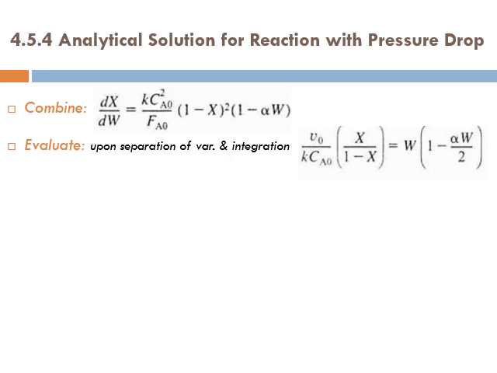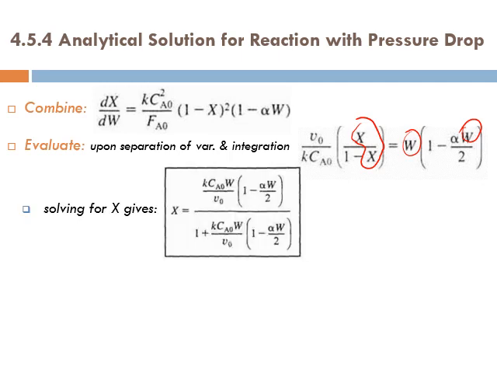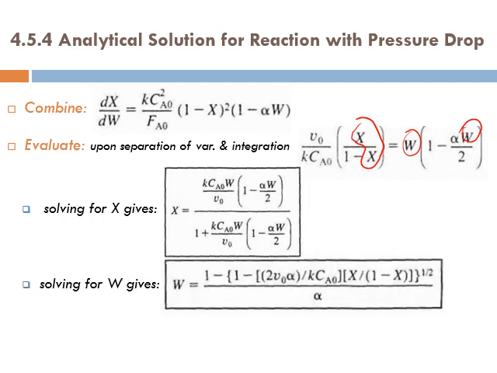And here we go. We get an equation which relates conversion to the mass of the catalyst inside the reactor. Okay, we can solve for X to get this equation, and we can solve for W to get this equation. However, with the help of Solver, we don't need to actually solve for these equations, but it's good to have.